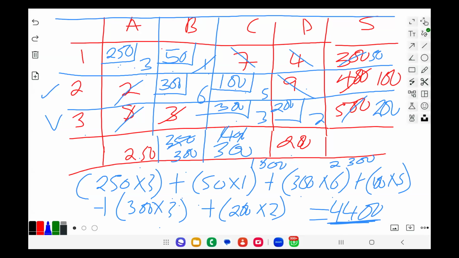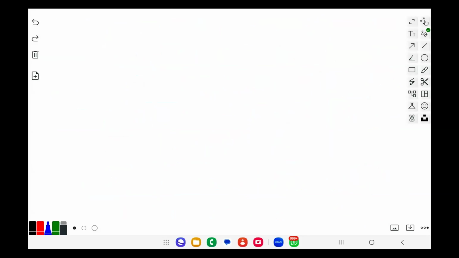Okay. We are done with this one, yeah? Yes. Now let's use another rule, which is called the least cost method, using the same example.